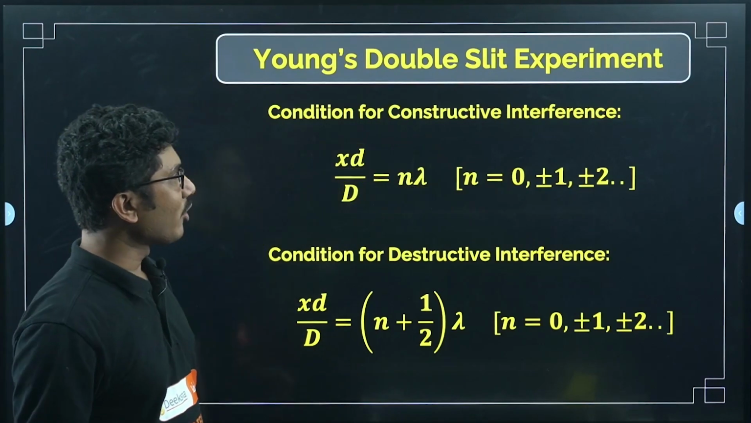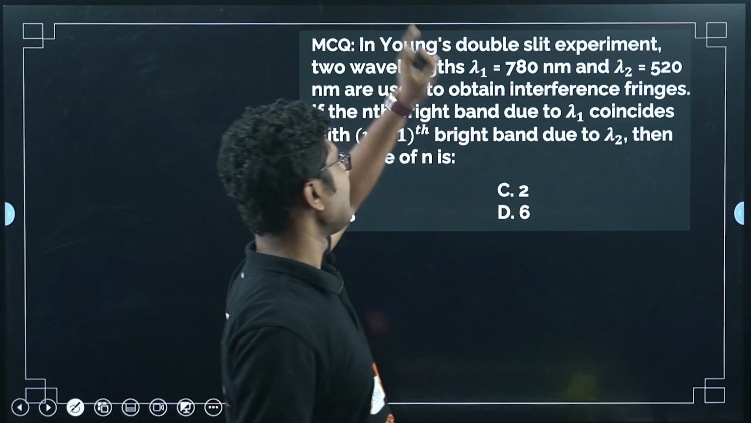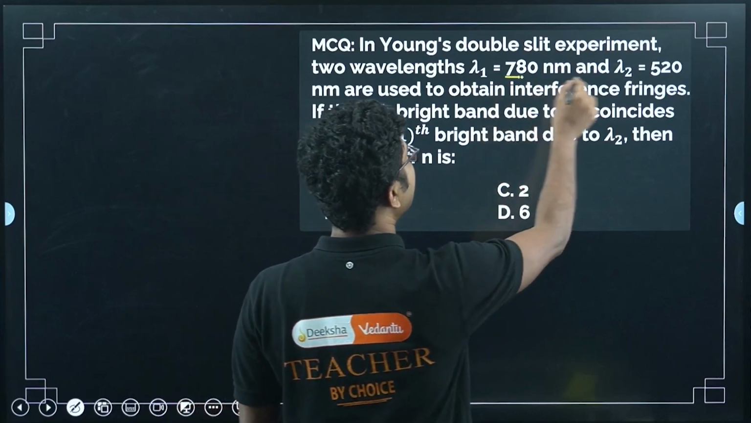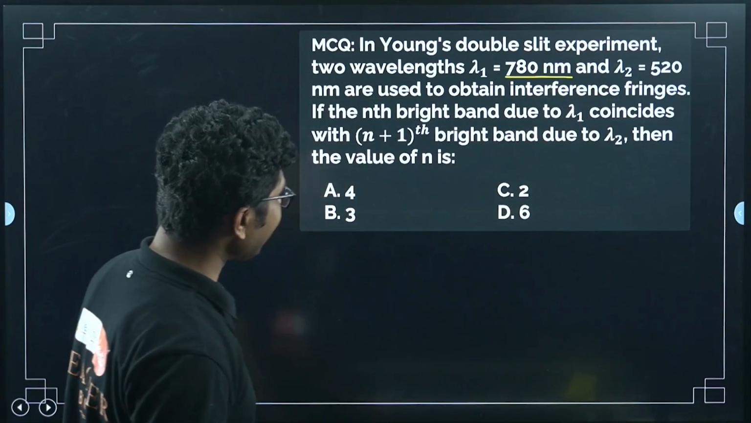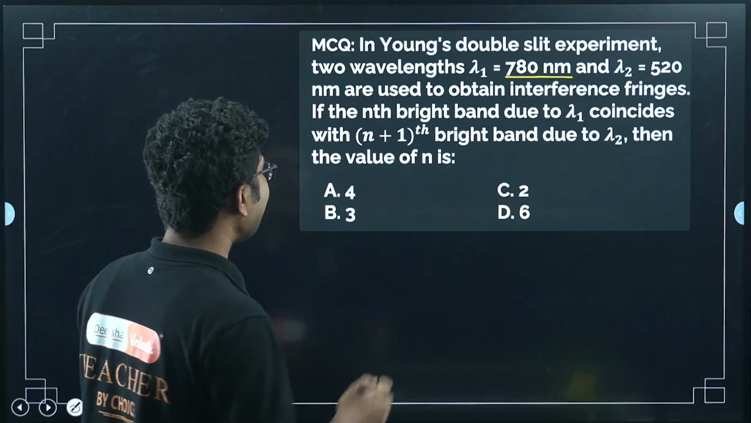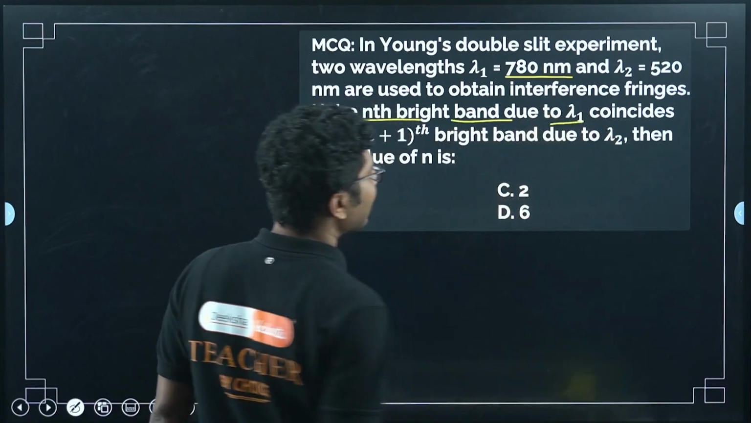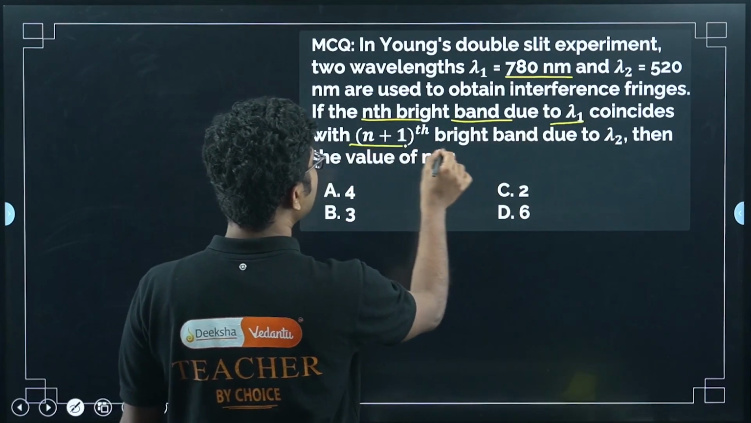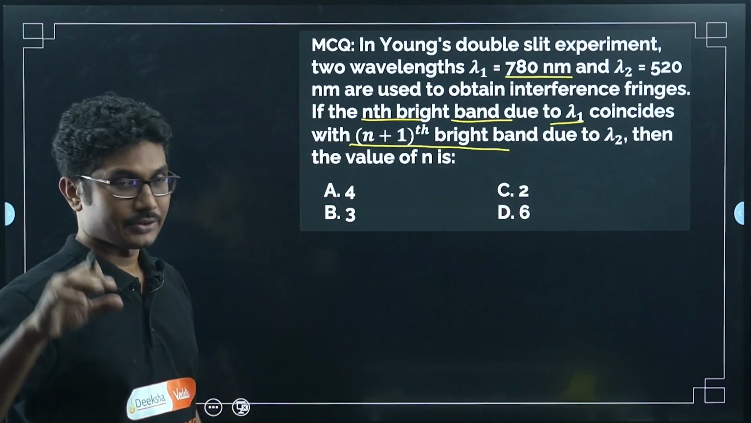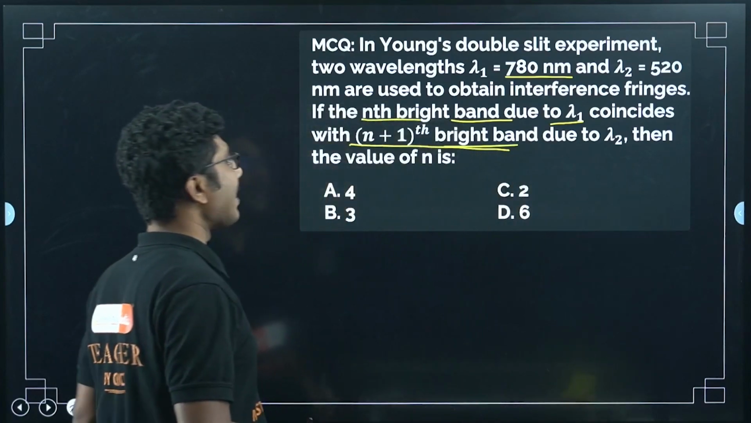So we will see one problem. How can we apply that? In Young's double slit experiment, two wavelengths, lambda 1 equals 780 nanometers and lambda 2 equals 520 nanometers, are used to obtain interference fringes. If the nth bright fringe due to lambda 1 coincides with the (n plus 1)th bright band due to lambda 2, then the value of n is. Now the bright band or dark band is also sometimes called fringes, so be careful.